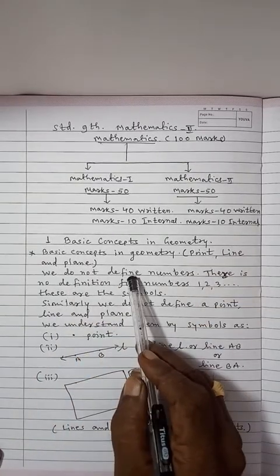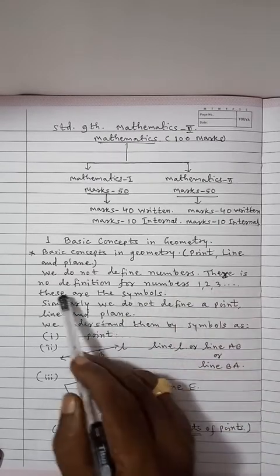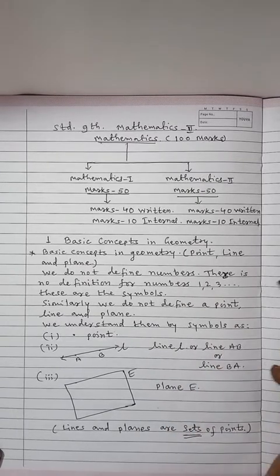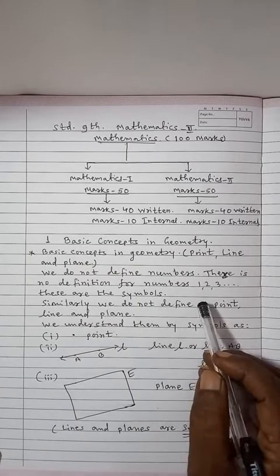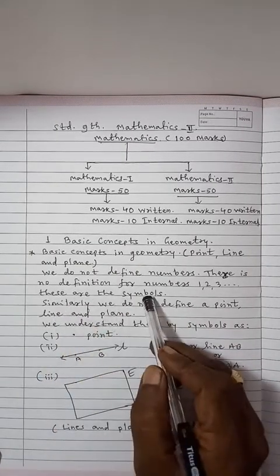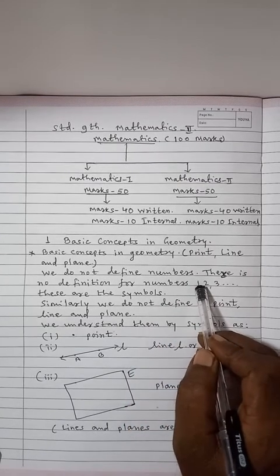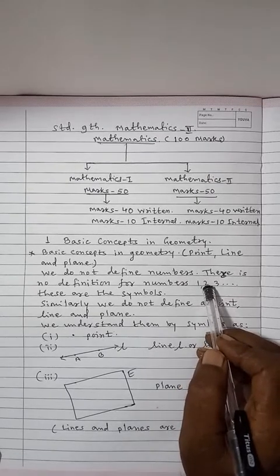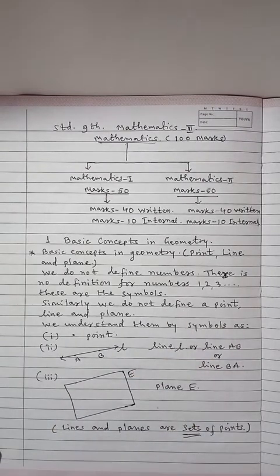We do not define numbers. There is no definition for the numbers 1, 2, 3, 4, 100, 10,000, any number, because these are symbols. Number 1 is a symbol, number 2 is a symbol, number 500 is a symbol, and there is no definition for the numbers.